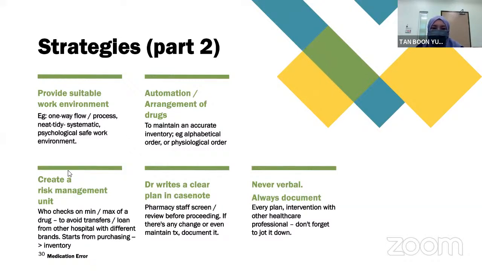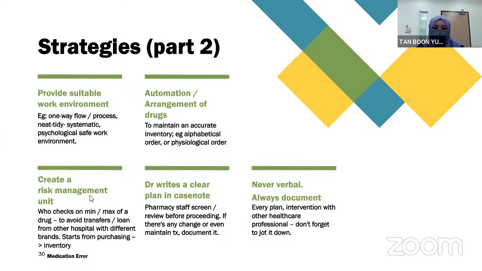And then automation or arrangement of drugs. This one is to maintain an accurate inventory. Whether you want to follow alphabetical or physiological order, it's up to you, as long as the drugs are arranged accordingly. So automation like this makes it easy for the pharmacy staff to fill the medication from the right cabinet.